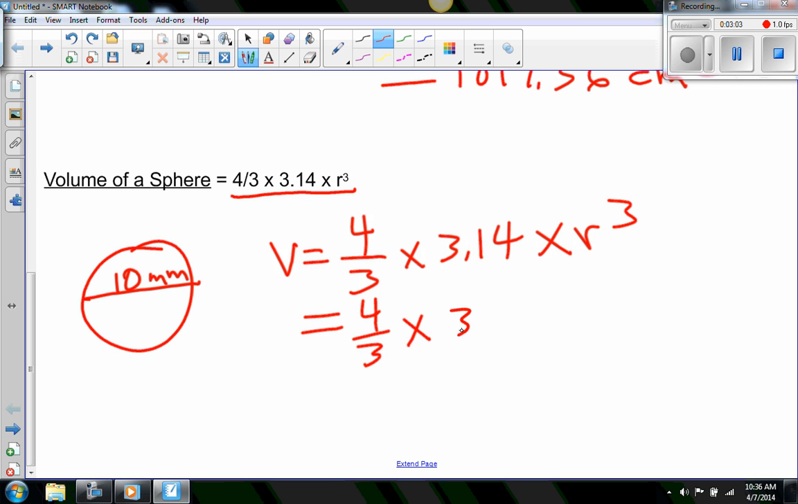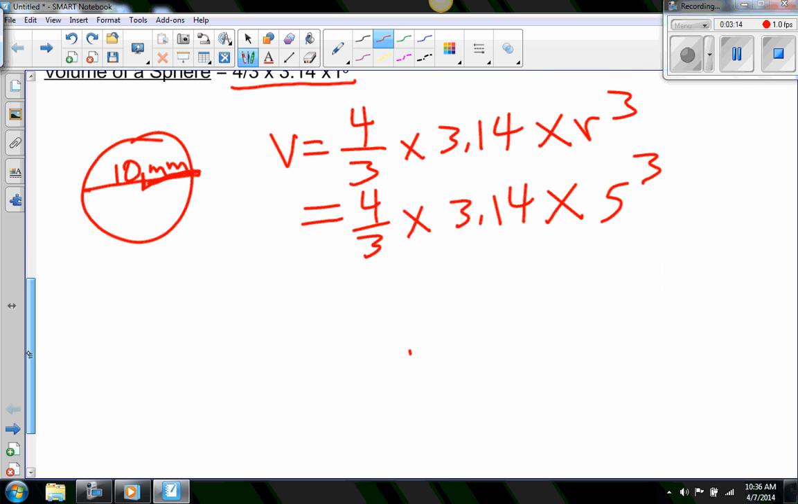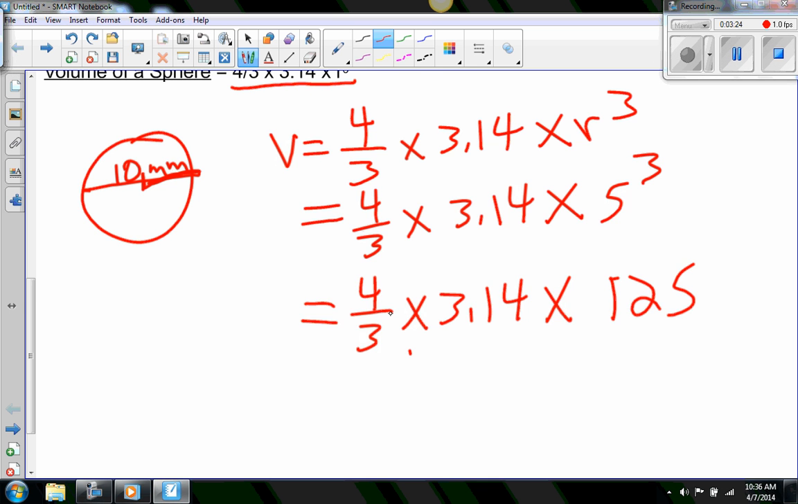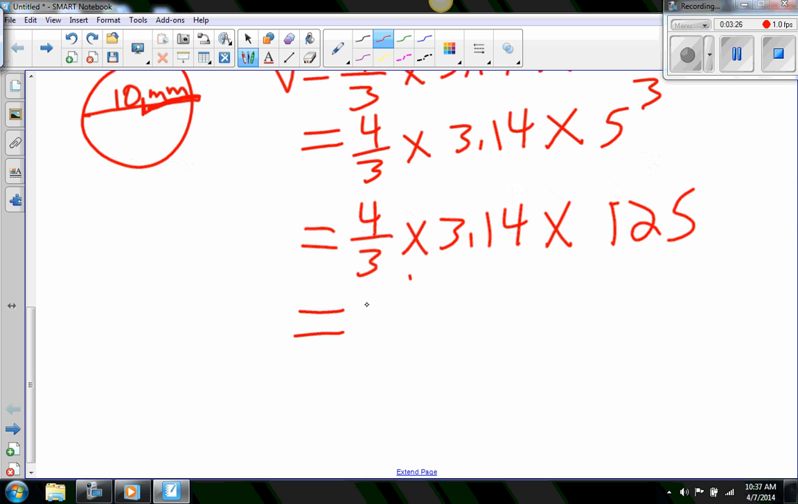Normally I deal with that at the end because that's the easiest. So my radius is 5, right? Radius is halfway, so half of 10 would be 5. So 5 times 5 is 25. 25 times 5 is 125. So 4/3 times pi times 125. And I'm going to leave this 4/3 till the end.